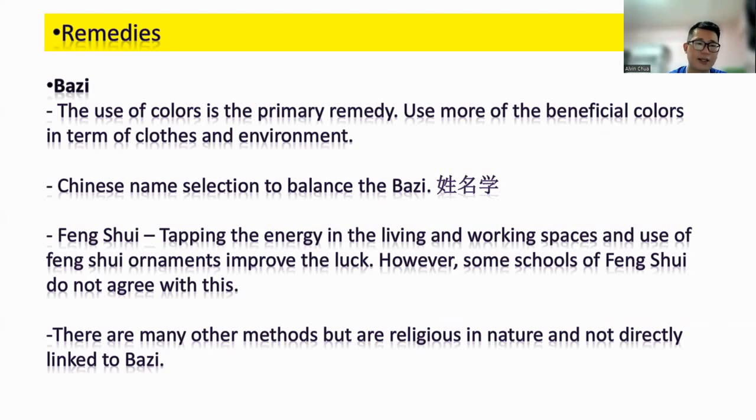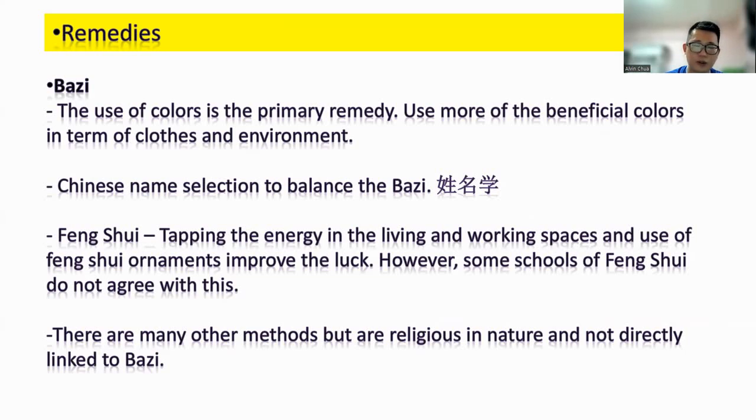Then another common way to balance the Bazi, because Bazi is all about balancing the five elements. Some will be very strong in your Bazi, some will be very weak, so we try to balance them out, and that is how we remedy the Bazi. The other form of remedy commonly used is 姓名学, that means Chinese name selection. We choose characters that belong to certain elements that support and balance out the Bazi. This is very common.